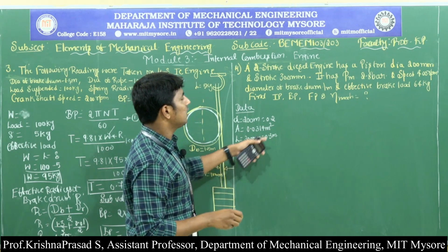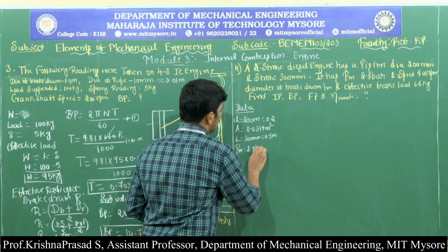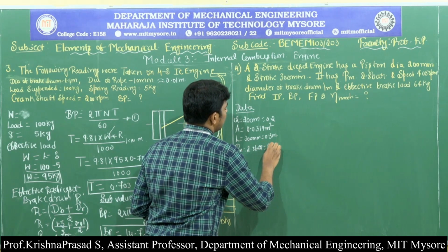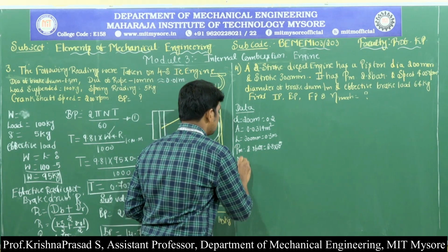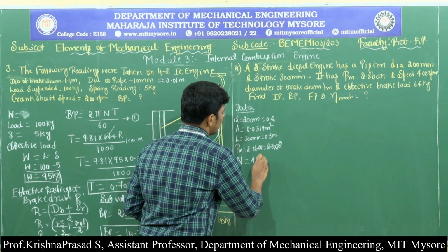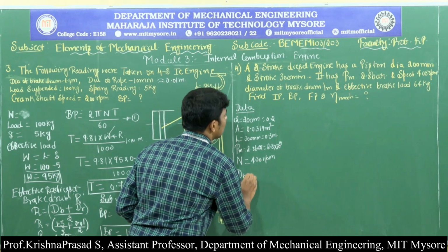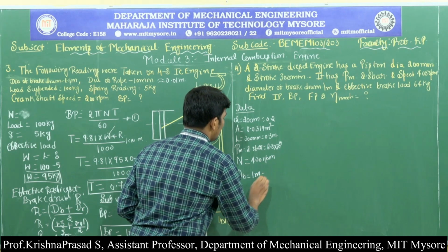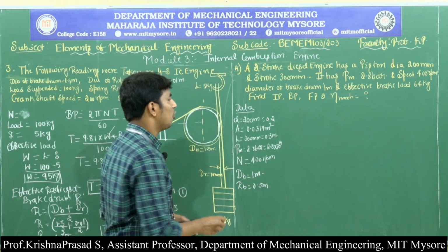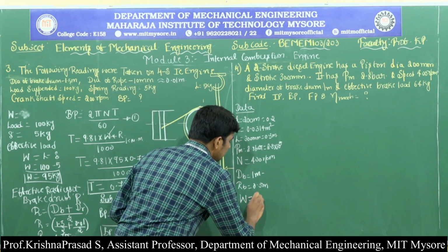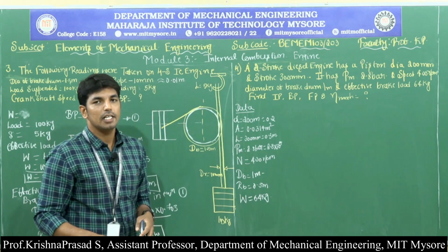Then the mean effective pressure PM is 2.8 bar, that is 2.8 into 10 to the power of 5. Then the crankshaft speed they have given is 400 rpm, and the diameter of the brake drum dB is 1 meter, therefore the radius becomes 0.5 meter, and the effective brake load they have directly given, W equals 64 kg. Find IP, BP, FP and mechanical efficiency.